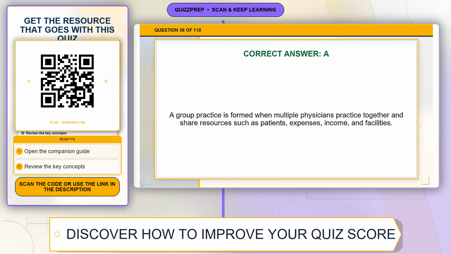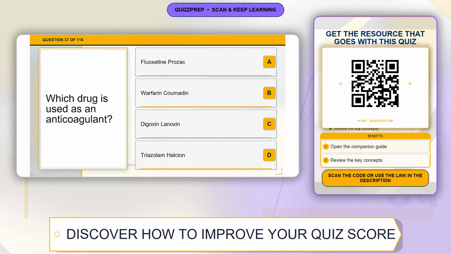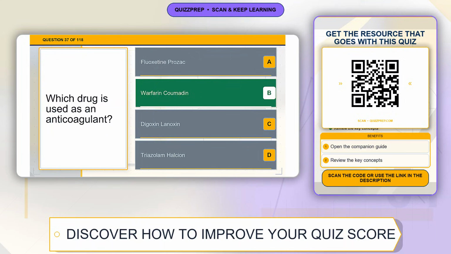Explanation. A group practice is formed when multiple physicians practice together and share resources such as patients, expenses, income, and facilities. Question 37. Which drug is used as an anticoagulant? Option A, fluoxetine Prozac. Option B, warfarin Coumadin. Option C, digoxin Lanoxin. Option D, triazolam Halcion. The correct answer is option B, warfarin Coumadin.